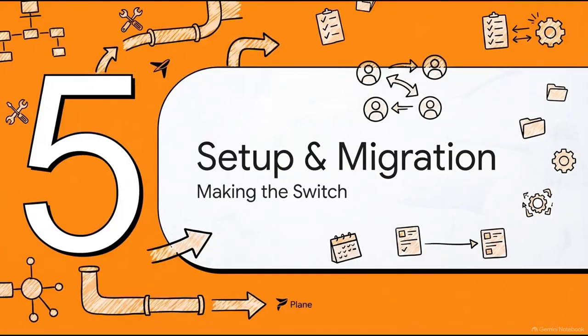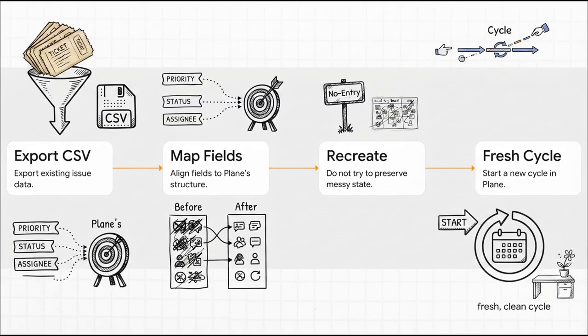This brings us to Section 5, Setup and Team Migration. So how do you actually make this switch without losing all your team's momentum? The migration path is actually surprisingly straightforward. Most product teams get it done within 1 or 2 cycle periods. You just export your existing issue data to a CSV file and map those fields over to Plane structure.